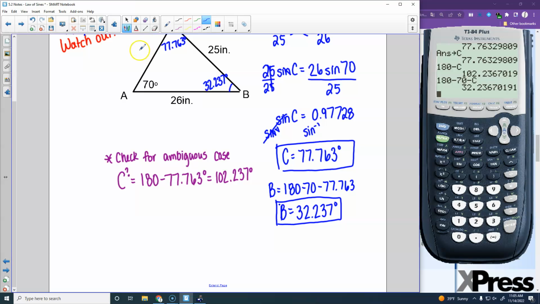Then I'm missing side B over here. I need to find side B. And so if I do that, I've got to do law of sines again to be able to find that. You cannot use the Pythagorean theorem. You cannot use regular trig because both of those have to have right angles to do it. So you've got to use law of sines.